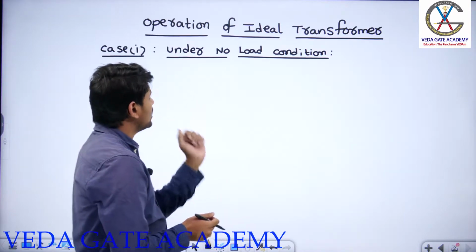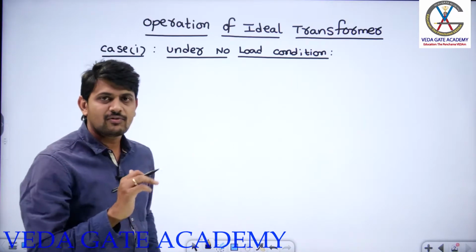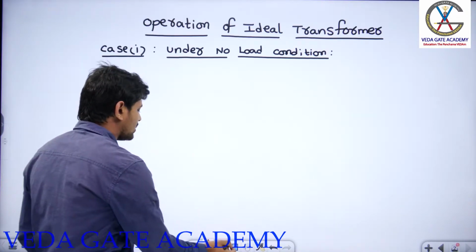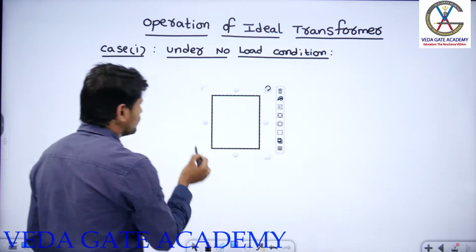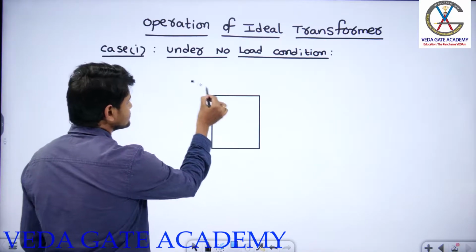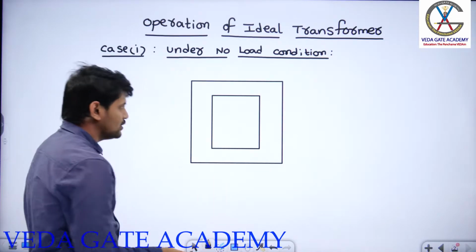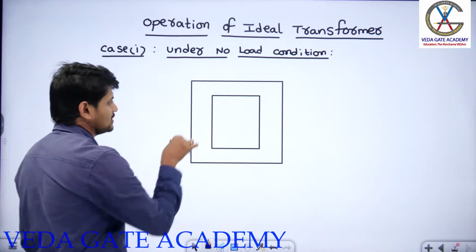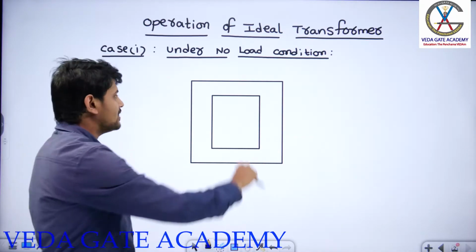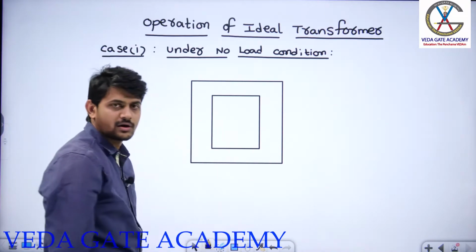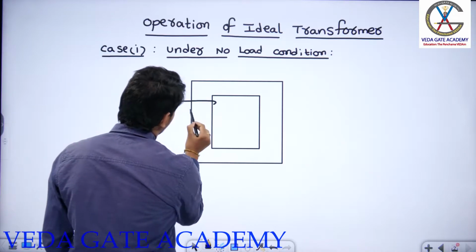Now let us start with the operation of the ideal transformer. In order to understand it, first I will take a transformer core of some regular shape. This is my transformer core, on which I am going to place two windings on the limbs. Generally the vertical portions of the transformer core are called limbs, and the horizontal portions are called yokes. On the limbs we wind one winding.